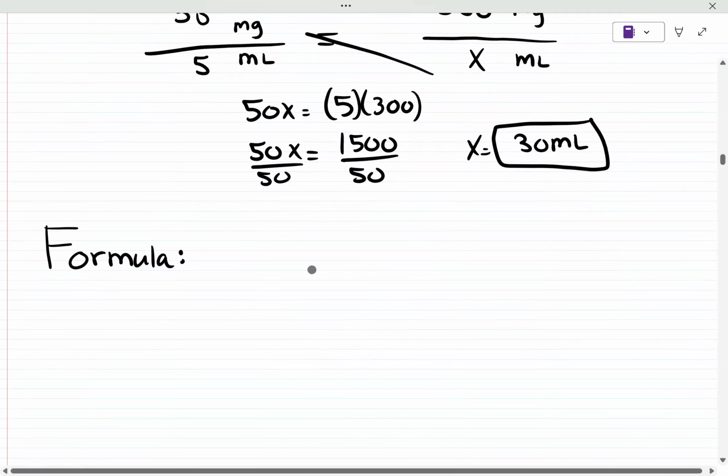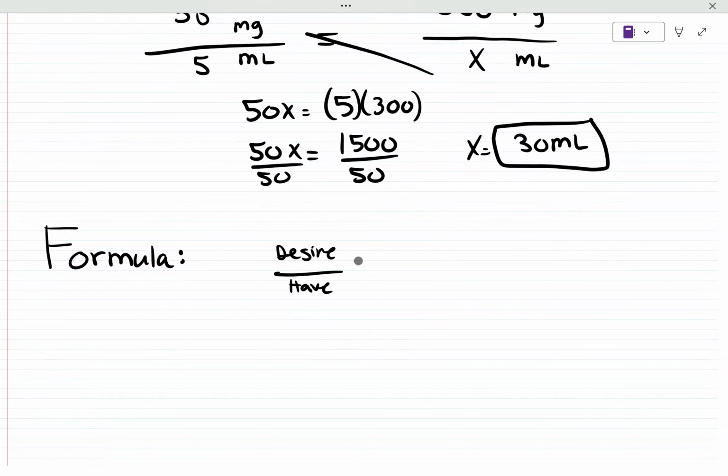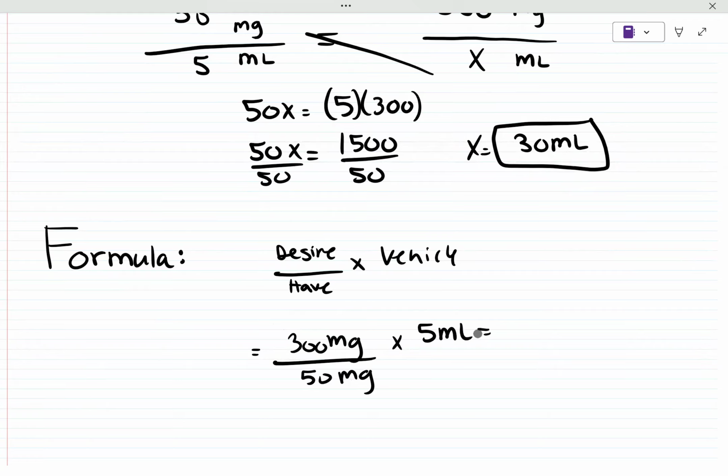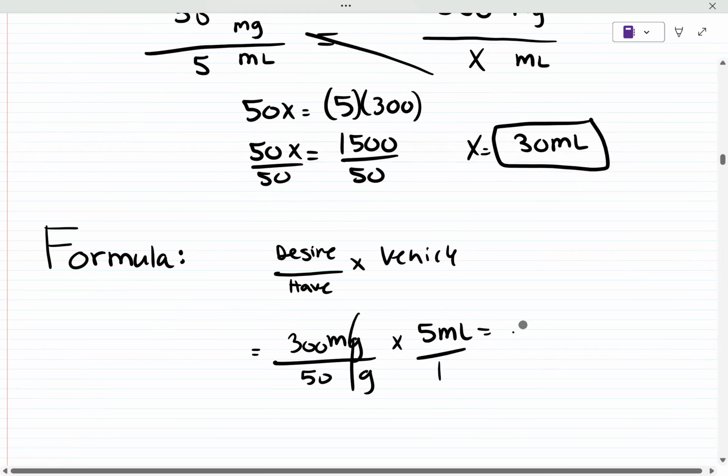Okay, so the formula: desire over have times vehicle. Desire and have must have the same units. Originally we started out with 0.3 grams, but if we convert that to milligrams, that's 300 milligrams. Our have is 50 milligrams, and our vehicle is 5 milliliters. Milligrams disappear, and you're left with milliliters, so that's going to be 30 milliliters.